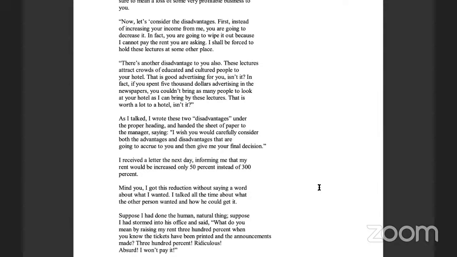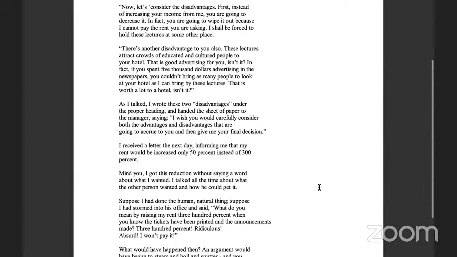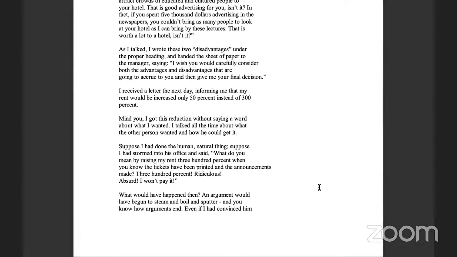As I talked, I wrote these 2 disadvantages under the proper heading and handed the sheet to the manager, saying, I wish you would carefully consider both the advantages and disadvantages that are going to occur to you and then give me your final decision. I received a letter the next day informing me that my rent would be increased by only 50% instead of 200%. Mind you, I got this reduction without saying a word about what I wanted. I talked all about what the other person wanted and how he could get it.